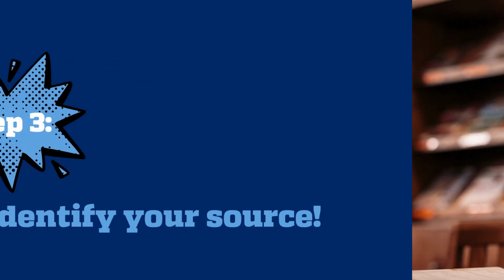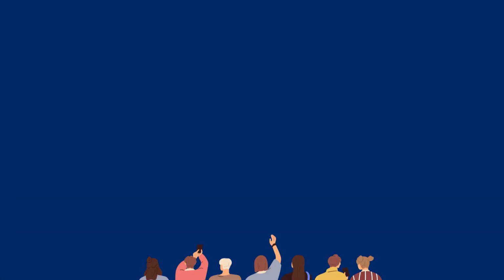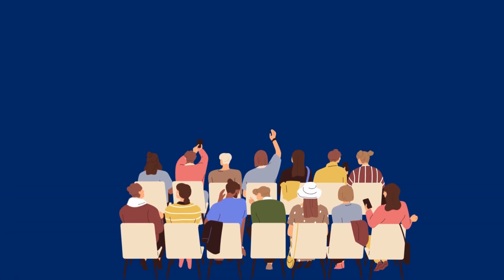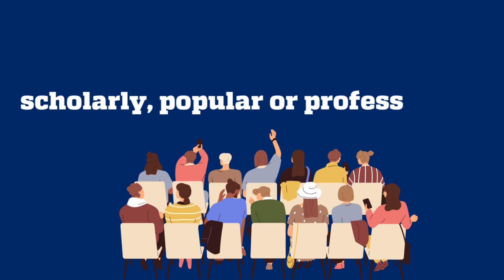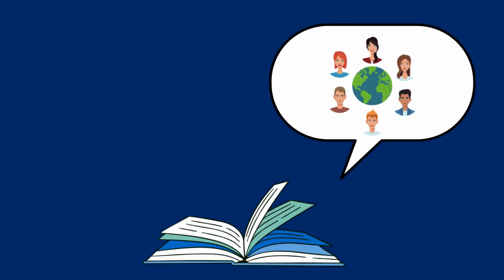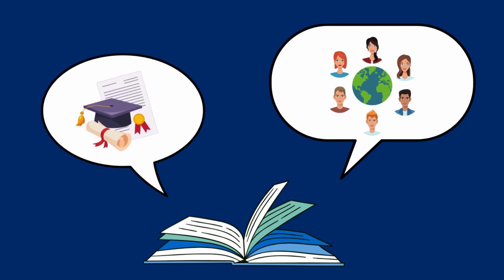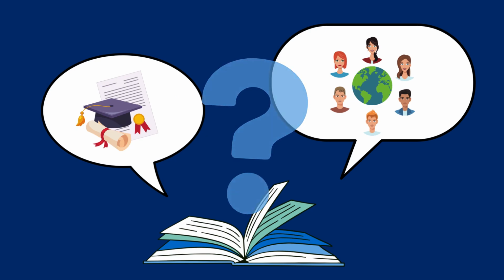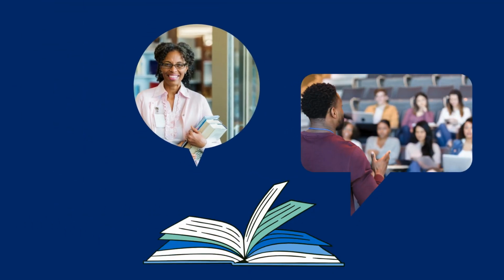Step 3, identify your source. You'll need to identify what type of source you found. One way to answer this is to decide what audience the source is for: scholarly, popular, or professional. Is it designed to be read by the general public or by scholars in a particular field of study? How can you tell? If you're not sure, there are plenty of people to ask. Your professor or a librarian are 2 good places to go.